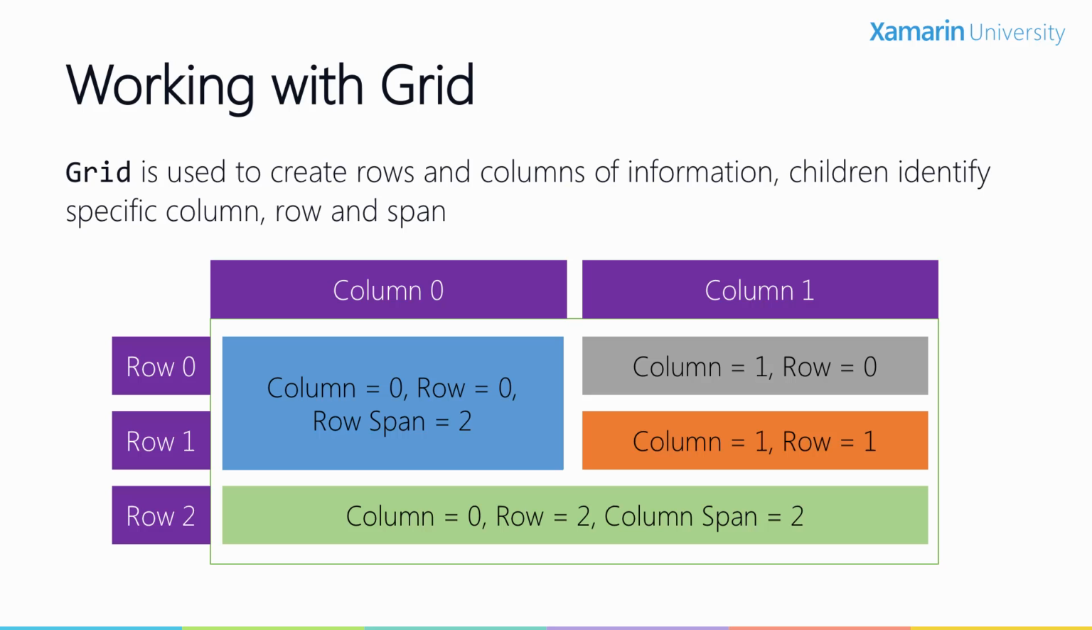Columns and rows, they're all 0 based. 0 is the first column, it's also the first row. And each child element has values associated with it to determine which column and row it should be in. If you don't set the row or column, then the child is going to assume a column-row combination of 0. It also supports spanning columns and rows, which you can see here for our blue field, which has a row span of 2.